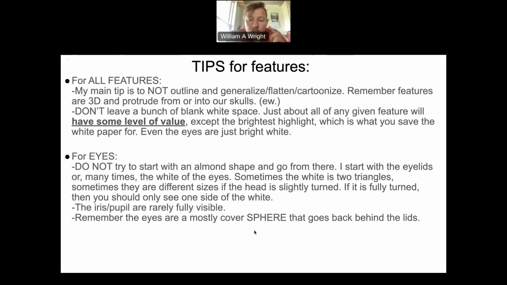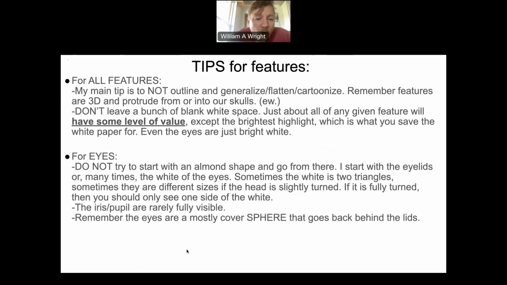Sometimes the white is just two triangles, usually of different sizes, depending on how the head is turned. If the head is turned fully, then you should only see one side. Oh yeah, if you're doing a full profile eye, you're only going to see one side of the white of the eye. So you better not draw the other side. Okay, and actually the edge of it is going to be your iris and pupil. Okay, keep those things in mind.